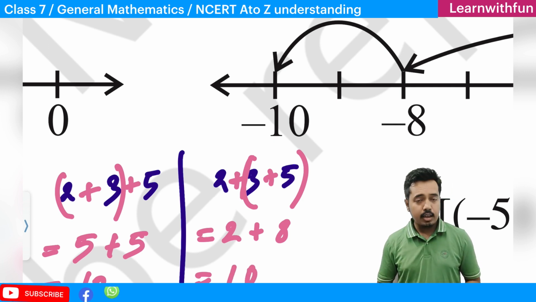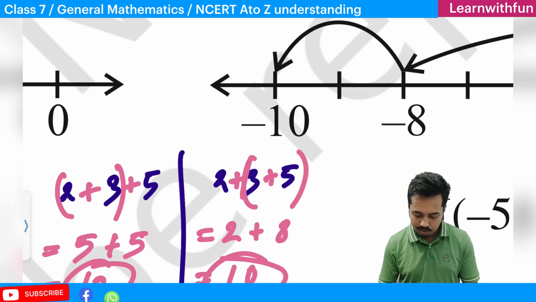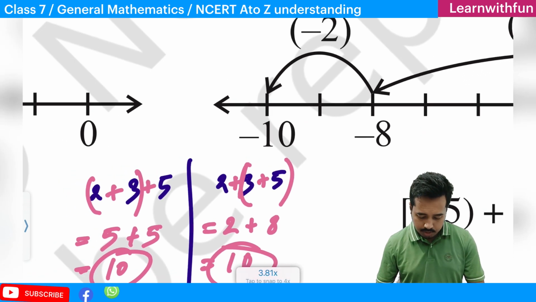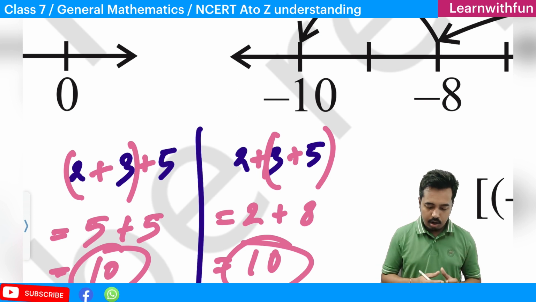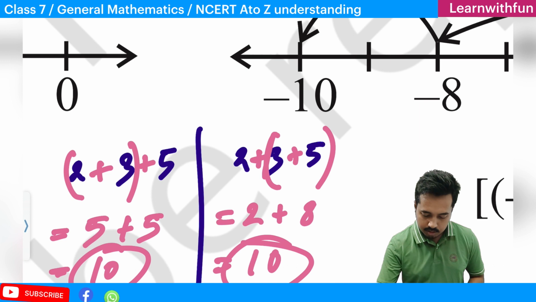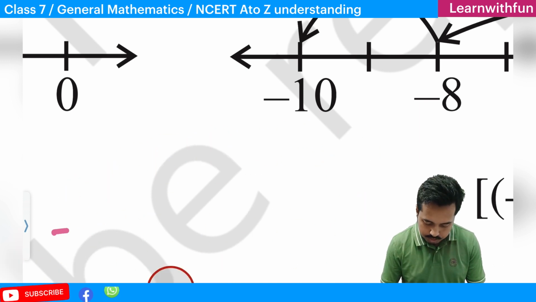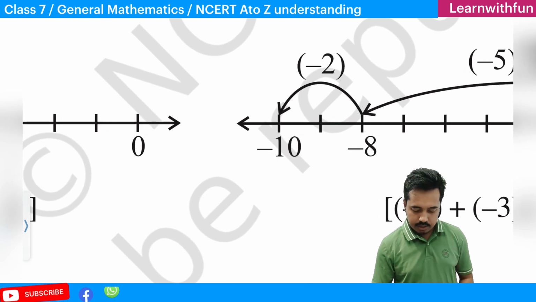So we can see that we are getting the same results in both cases. In the first case we have got 10, in the second case we have got 10. So if the results are the same, then we can say that integers obey the associative property under addition.